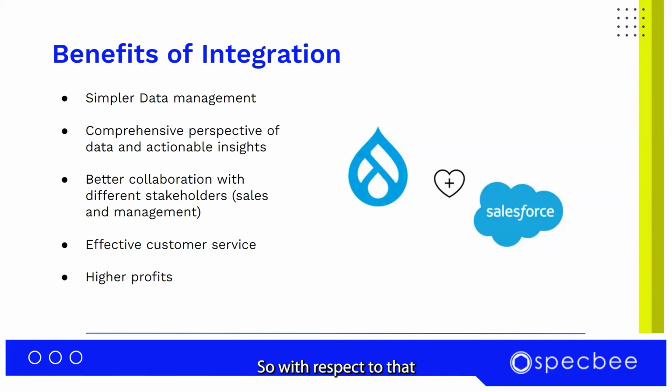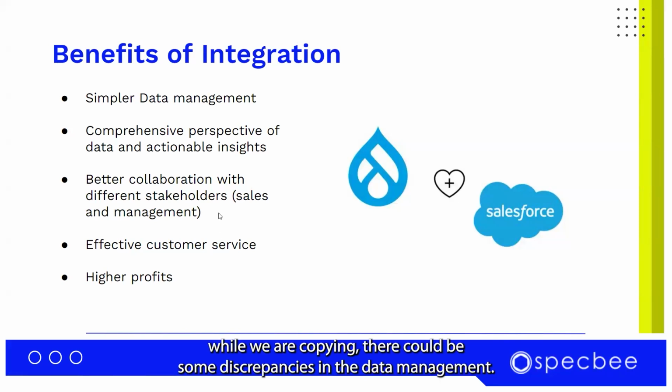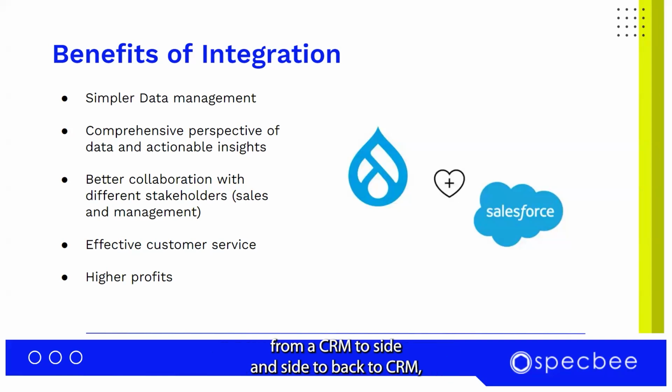So with respect to that, we can create some actionable items and come up with solutions which can help our business as well as the customer in a better way. And this better collaboration between stakeholders, as I said, while we are copying, there could be some discrepancies in the data management. Once the CRM is integrated, once the data is flowing from the CRM to the site and from the site back to the CRM, there will be better collaboration between the stakeholders, lead generation will be quick, and the business outcomes will be faster.